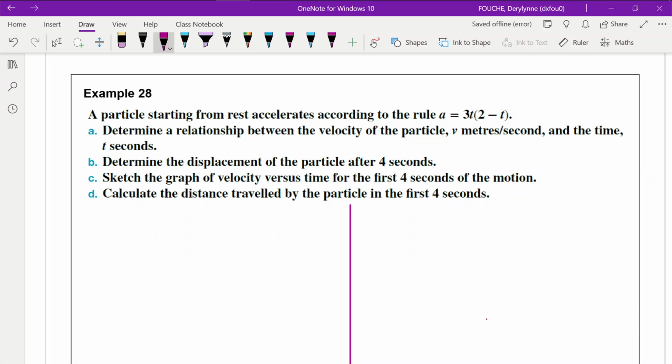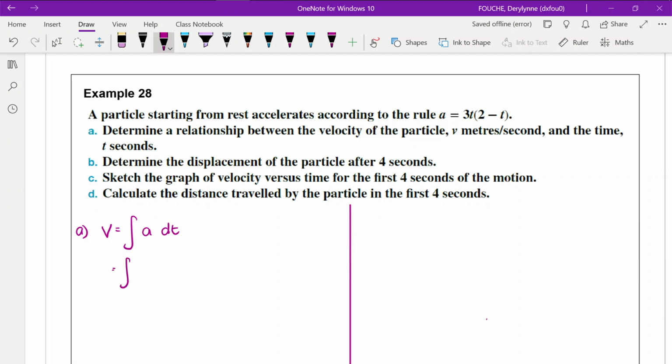Okay? A particle starting from rest accelerates according to the rule a equals 3t multiplied by 2 minus t. Determine a relationship between the velocity of the particle and the time. Now we need to remember that velocity is our integral of our acceleration with respect to time.